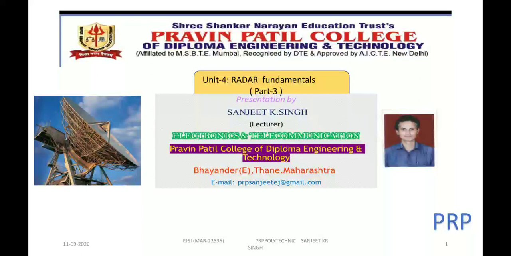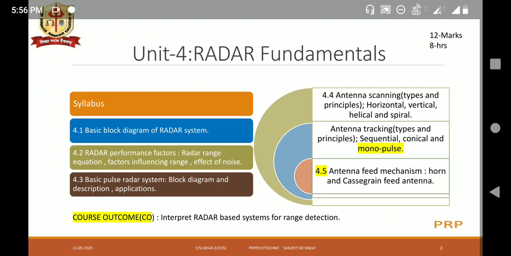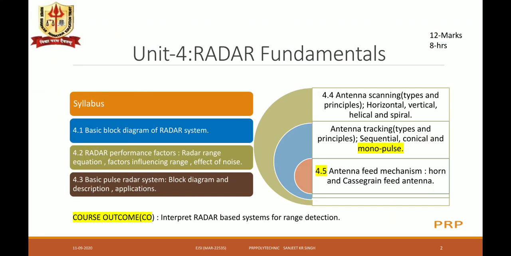Welcome you to the fourth chapter, part 3, Radar Fundamentals of the subject Microwave and Radar. In this presentation, we'll cover the antenna tracking types and principles, in which we'll study the sequential, conical and monopulse methods. Then 4.5, that is the antenna feed mechanism, particularly the Horn and the Cassegrain feed antenna mechanism, will be studied. The course outcome is to interpret radar based systems for range detection.